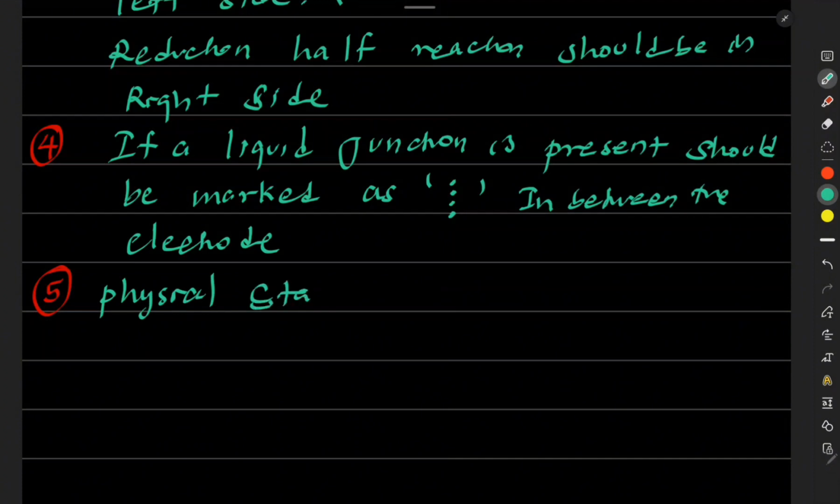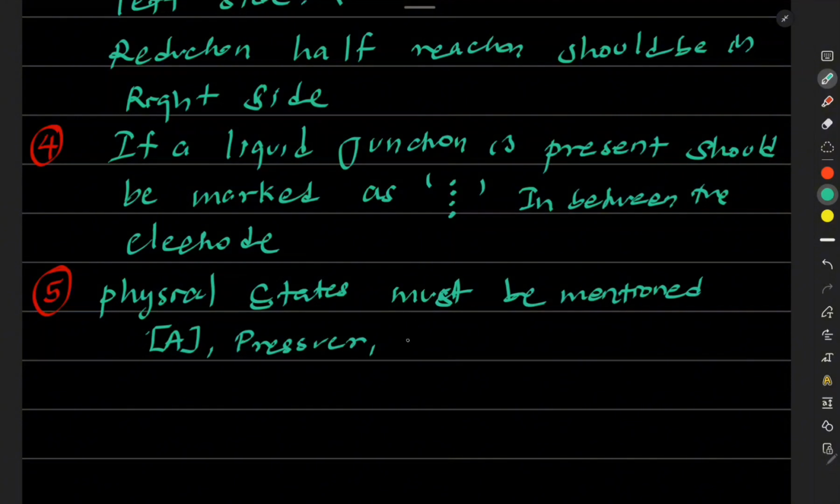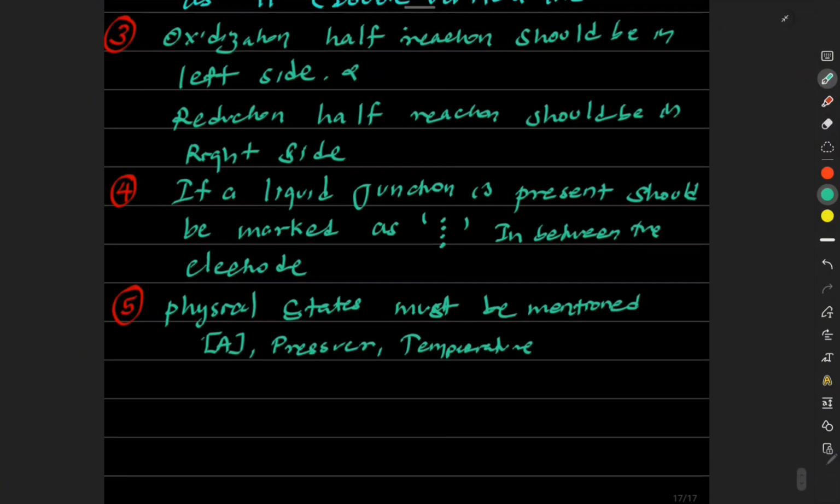The fifth one, physical states must be mentioned. Concentration, pressure, and temperature must be mentioned if given. If a cell contains zinc and copper electrodes, that electrochemical cell is called a Daniell cell.